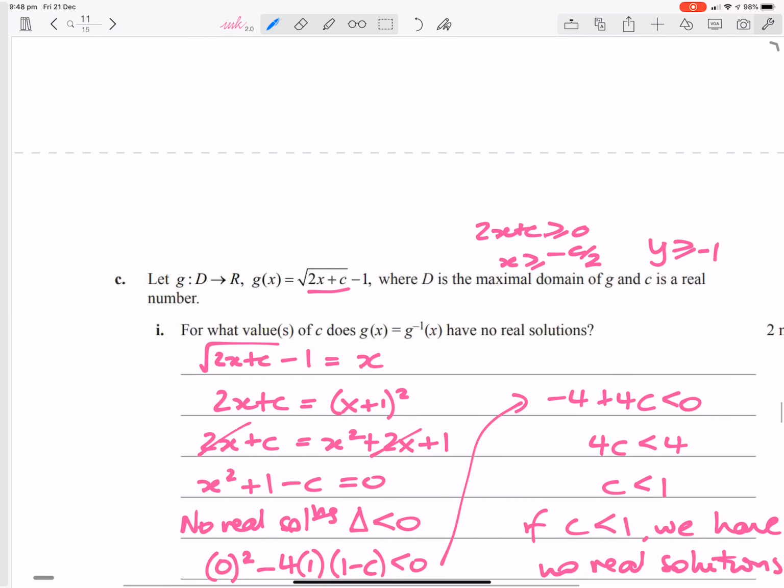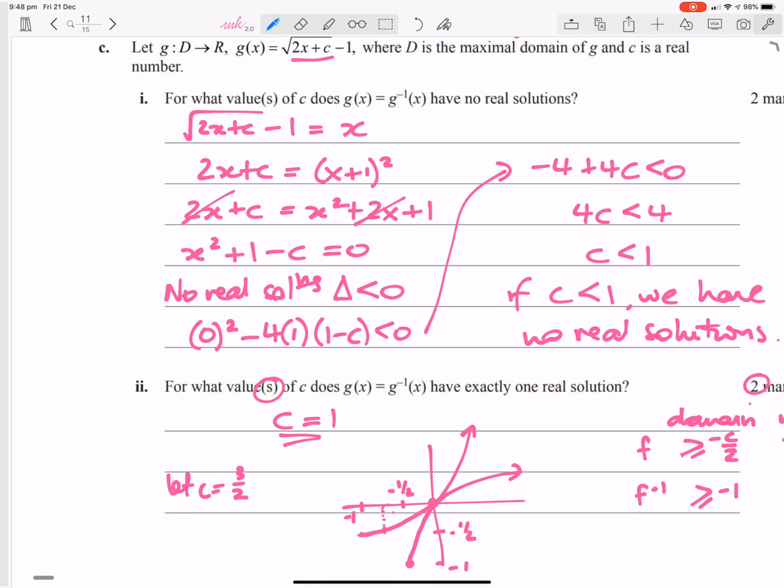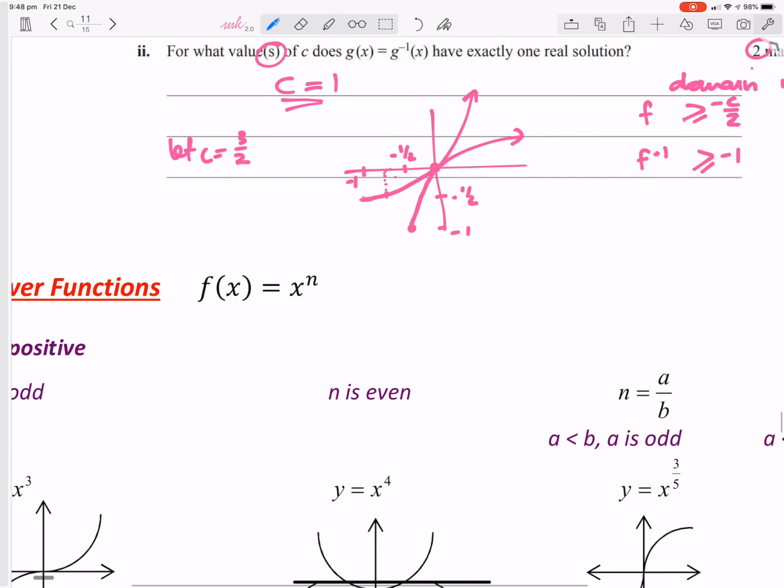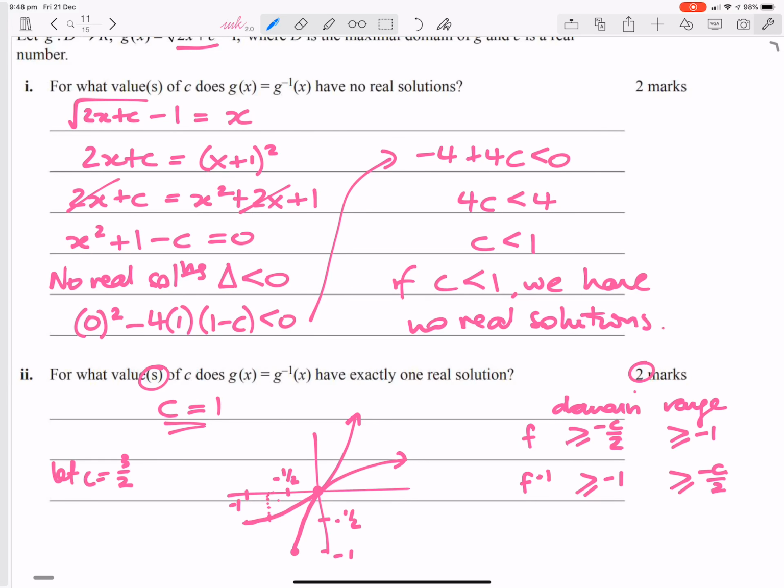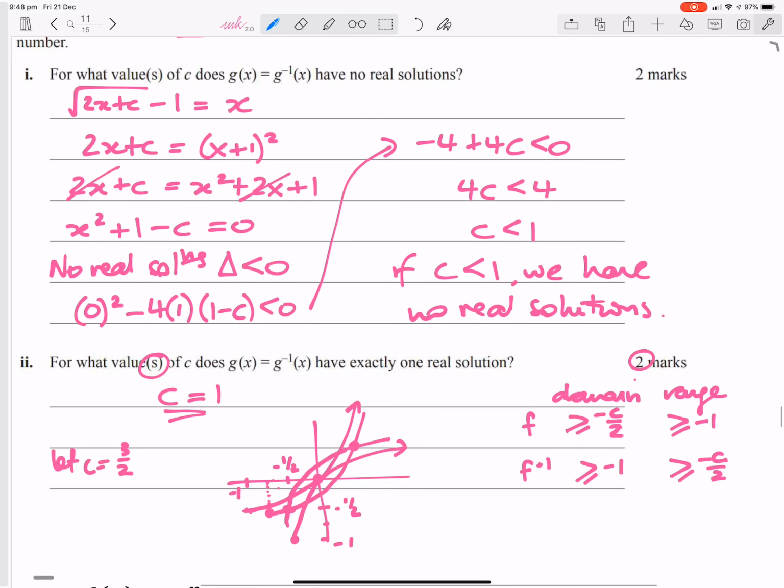What am I thinking? So if c is 3 on 2, my range is still going to be exactly the same. So this time it's going to be negative 3 on 2, negative 1. So it's going to look like that. And then if I graph my inverse graph, that's going to be negative 3 on 2, negative a half, sorry. So that's going to go like that. So we've got 2 intersection points. That's when c equals 3 on 2.